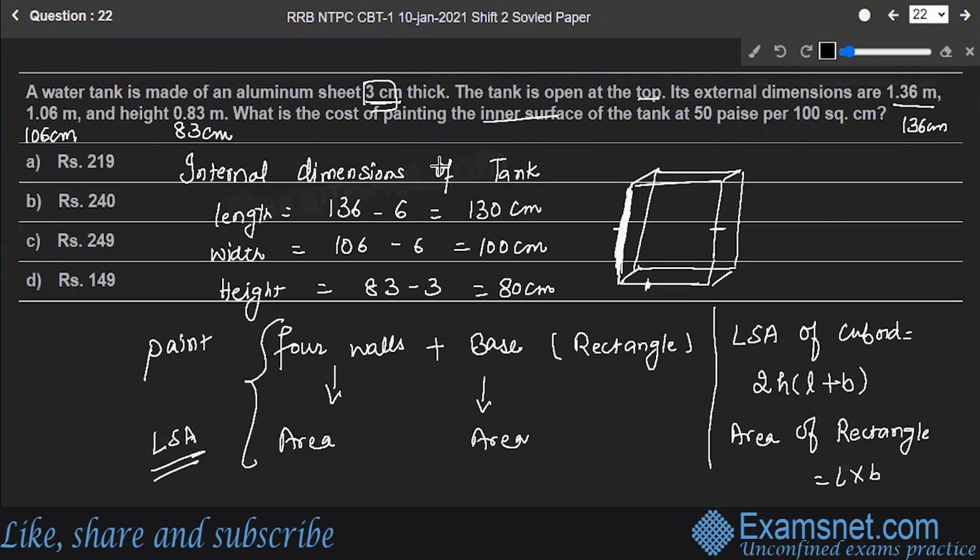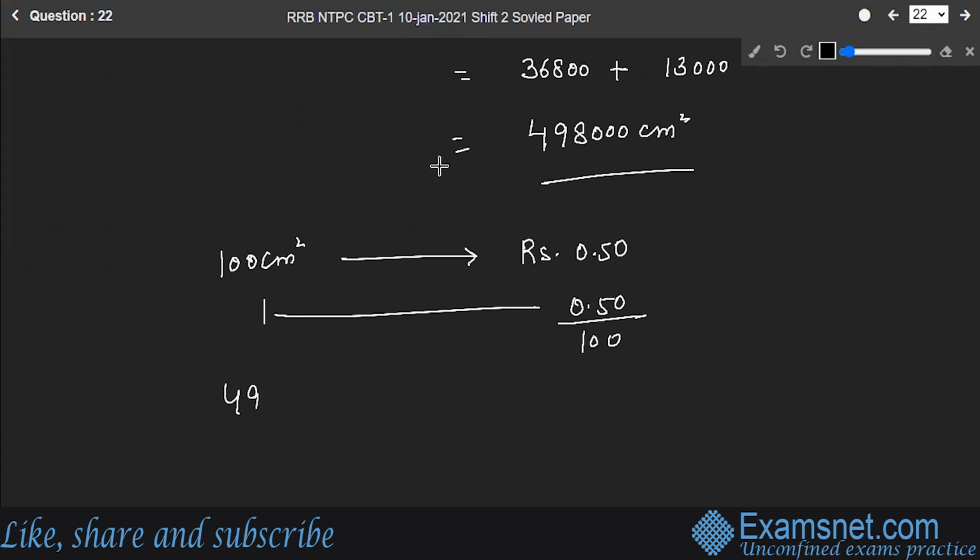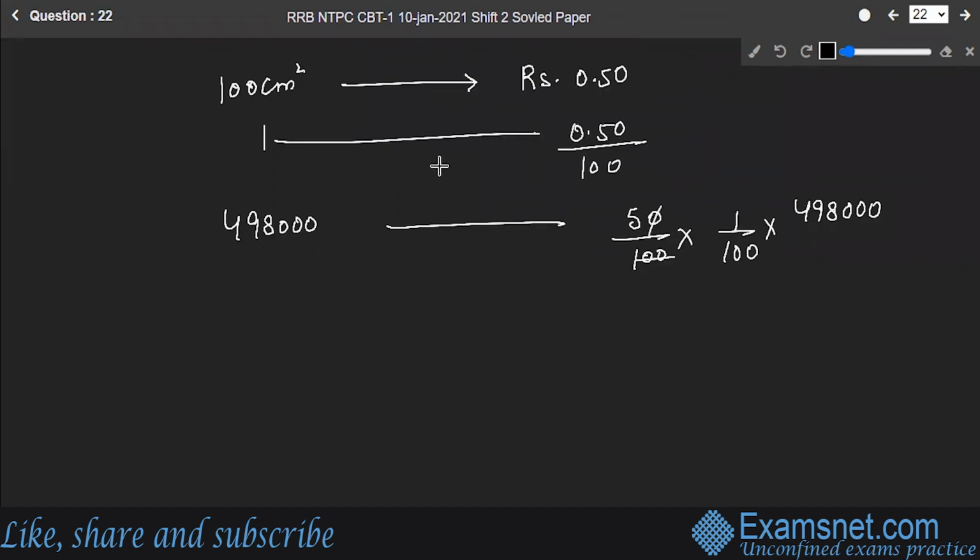What is the cost per square centimeter? It's 50 paise. So 100 centimeter square cost is rupees 0.50. So 1 will cost rupees this upon 100, and 498,000 will cost 50 upon 100 into 1 upon 100 into 498,000, which will be like this, will be cut down, right? 498 into 5.